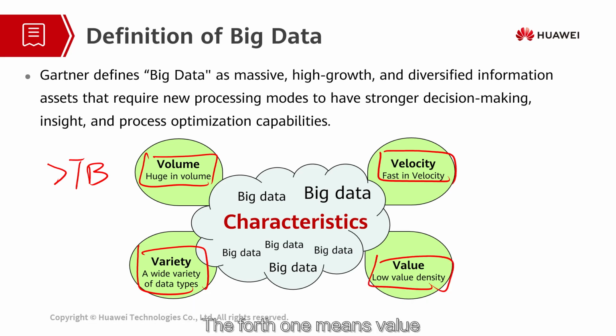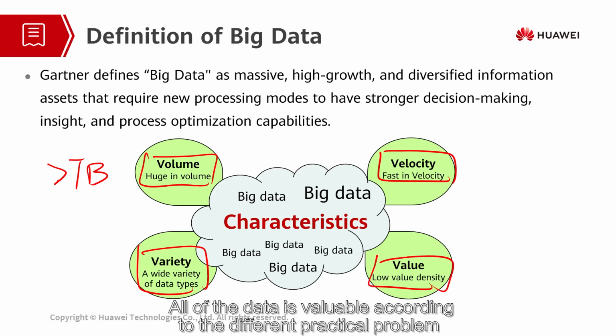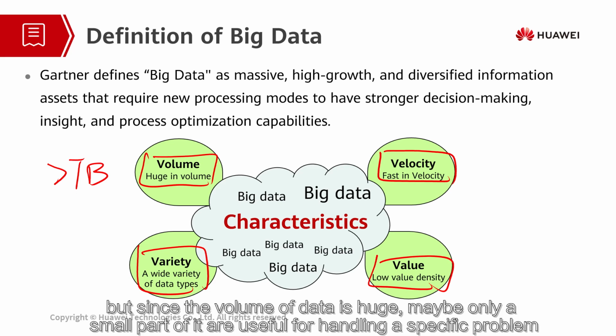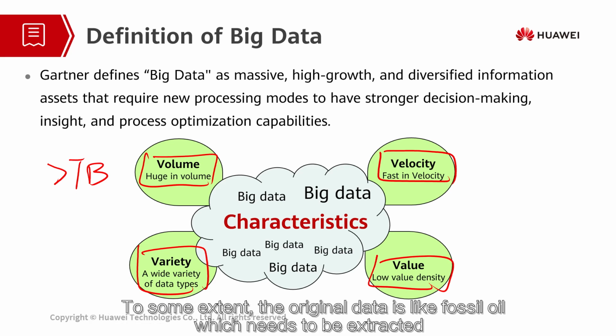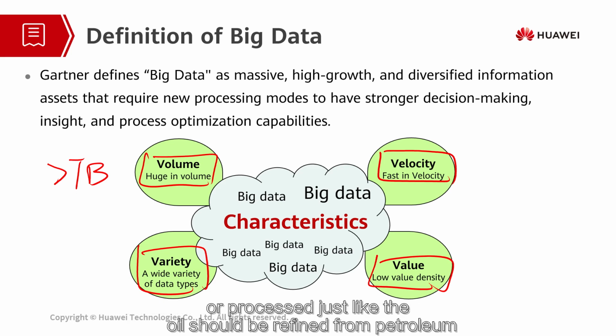The fourth one means value. All of the data is variable according to the different practical problems, but since the volume of data is huge, maybe only a small part of it is useful for handling a specific problem. To some extent, the original data is like fossil oil, which needs to be extracted and processed, just like oil is refined from petroleum.